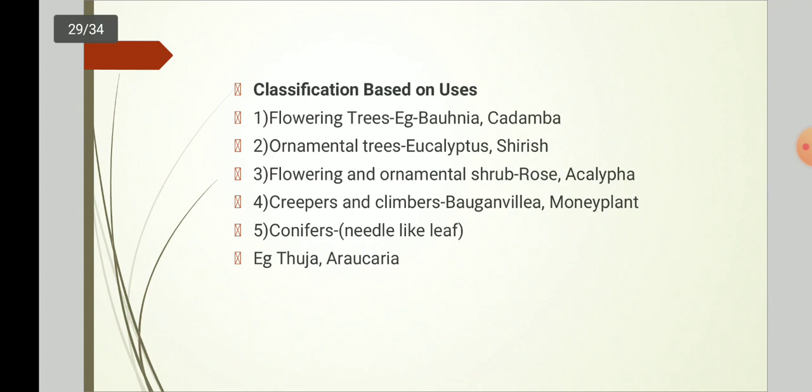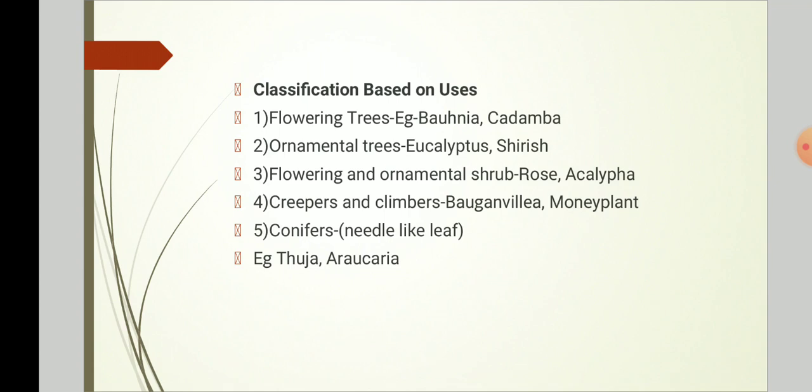Then classification of ornamental plants based on uses. On the basis of uses, the ornamental plants are classified into 5 types, that is flowering trees, ornamental trees, flowering and ornamental shrub, creepers and climbers, conifers, etc. First one is flowering ornamental trees. Example Bauhinia, Kadamba, etc. Then ornamental trees like eucalyptus, shirish, etc.